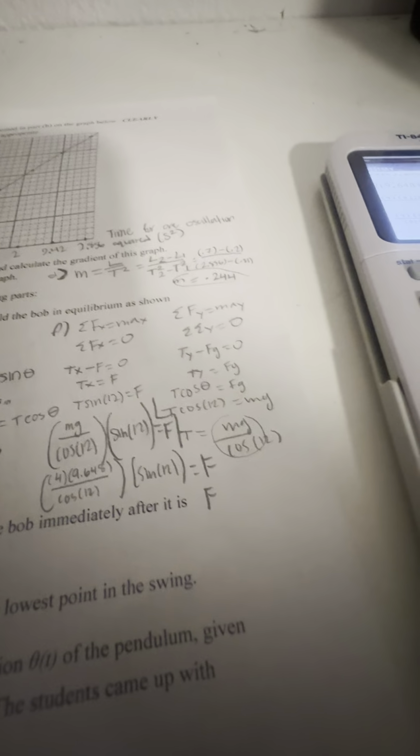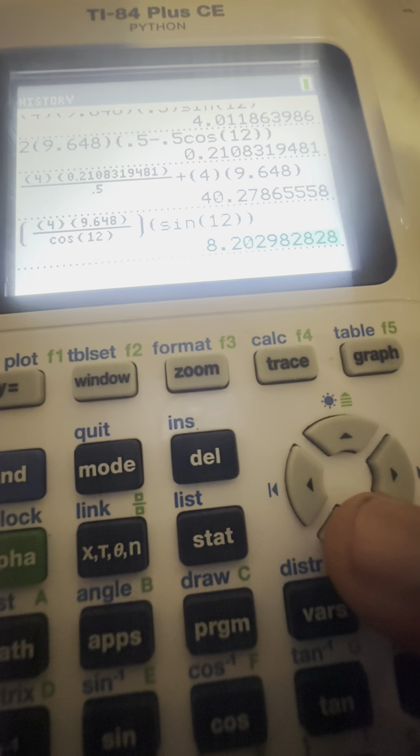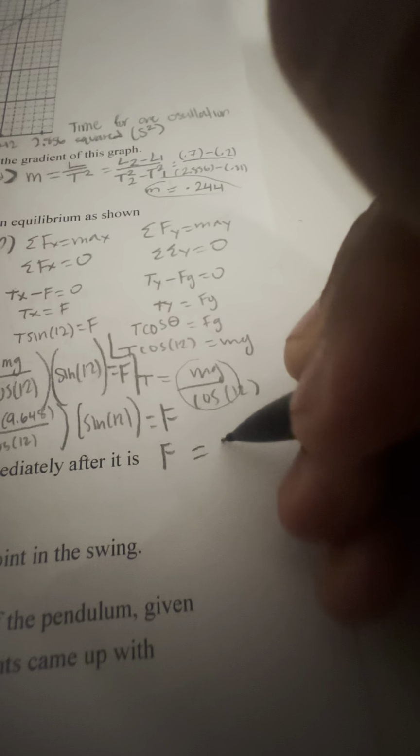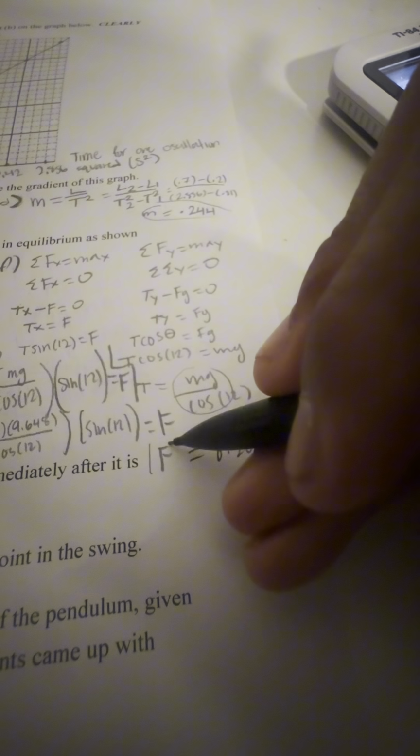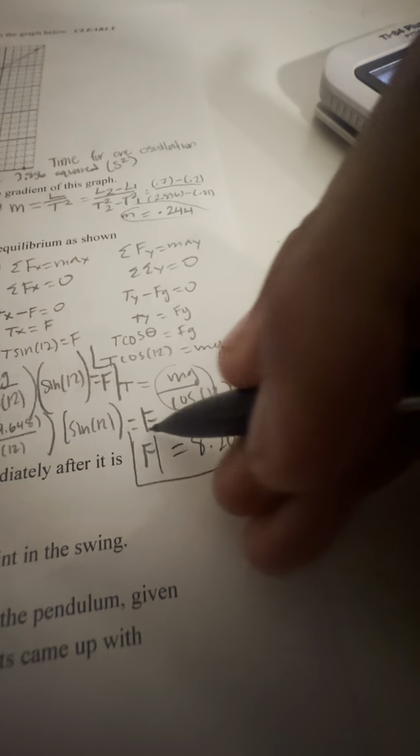Alright, and now we can plug in our values. So m is just equal to 4. Our g is the experimental g, so 9.648, over cosine 12. And then it's going to be times sine of 12 equal to F. So if we plug that into our calculator, which I already did, we're going to get F is equal to 8.203 newtons. And since it's magnitude, we don't need direction. And that's our answer for part F.